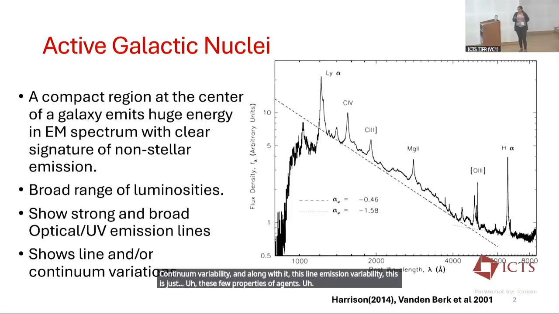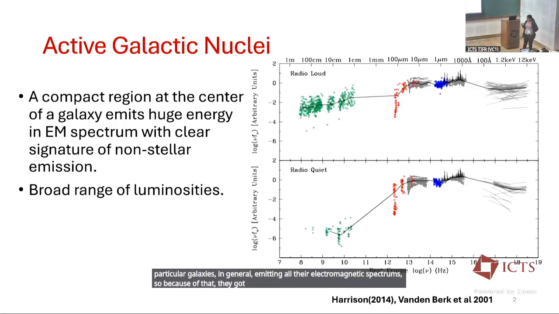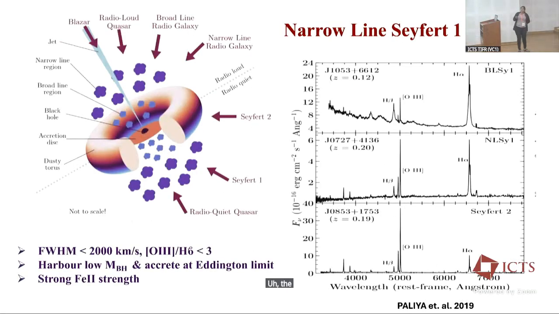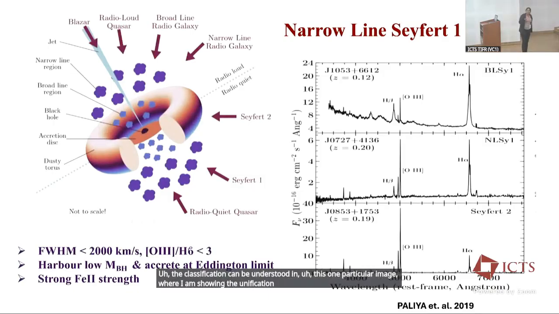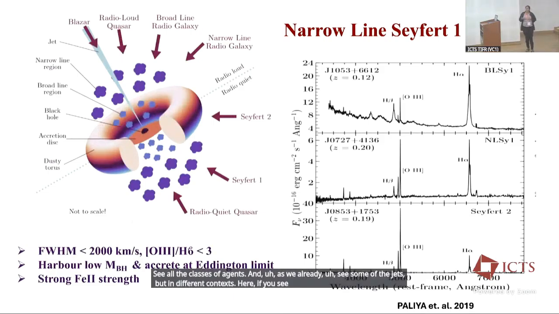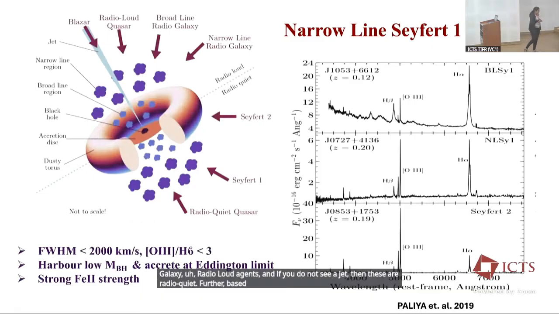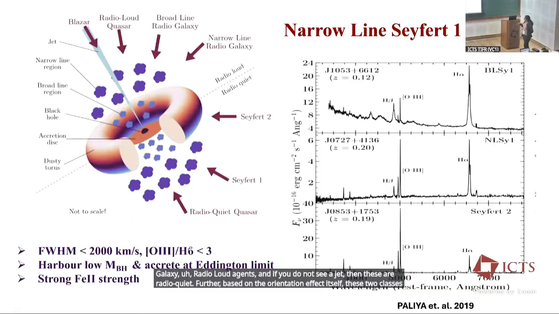Further, as I told you, these particular galaxies in general emit in the whole electromagnetic spectrum. Because of that, they got a big classification. The classification can be understood in this one particular image, where I am showing the unification model. In this unification model itself, we can see all the classes of AGNs. If you see a jet, then these are radio loud AGNs, and if you do not see a jet, then these are radio quiet. Further, based on the orientation effect itself, these two classes got classified into multiple classes.